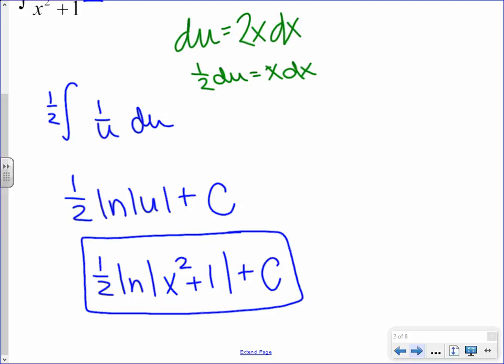Since x squared plus 1 is always positive, this could be a time where the absolute values wouldn't be necessary. So let's say you're doing a multiple choice problem and you don't see those absolute values. Don't panic. If I were you, I would just always write the absolute values, but since x squared plus 1 is always positive, they aren't necessary. But I would just write them to be safe.